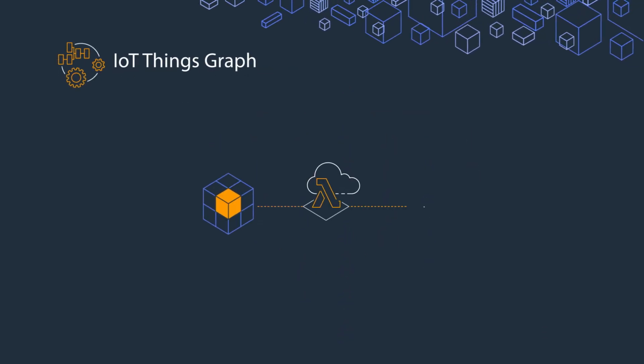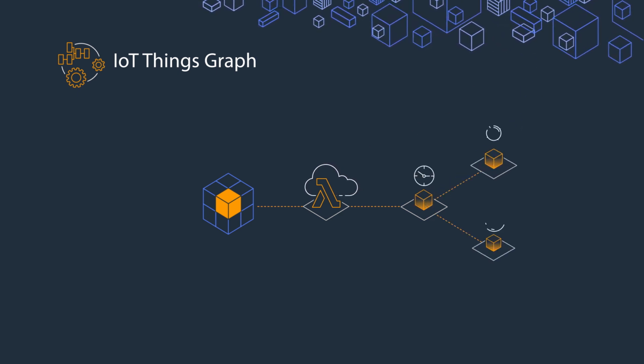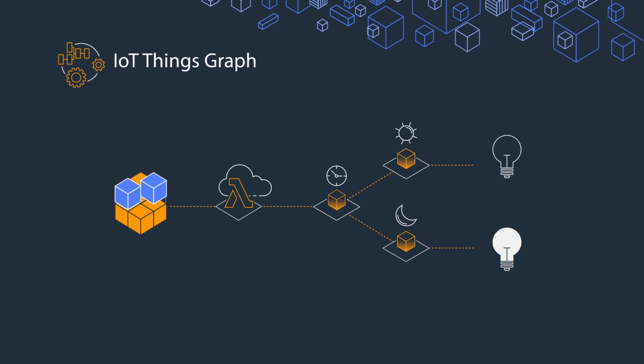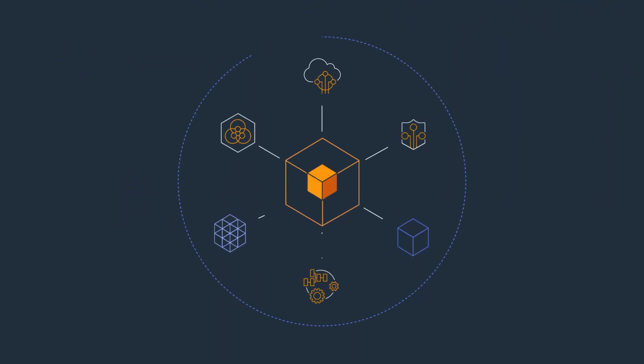IoT Things Graph simplifies connection to different devices and cloud services to build IoT applications. These are just some of the services to help with your device management needs.